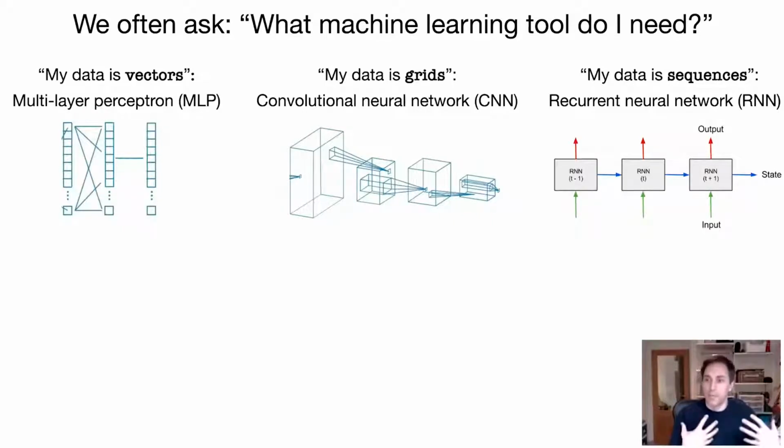If the data comes in as grids, like images, we often pull out the convolutional neural network, right? This is a model that operates on grids. And often our data is formatted as sequences, like text or time series data. So we'll pull out some sort of recurrent neural network, an LSTM or something like this.